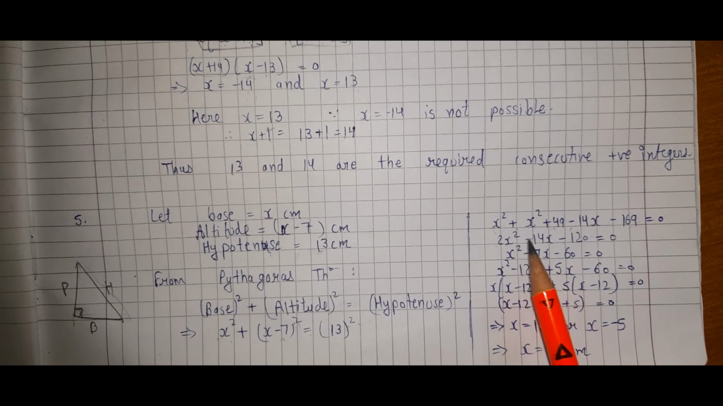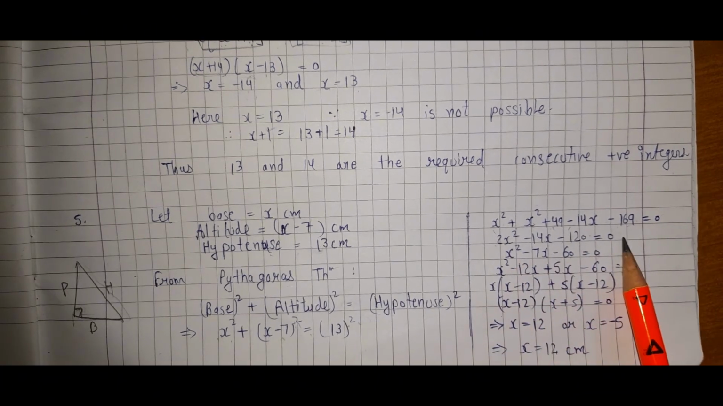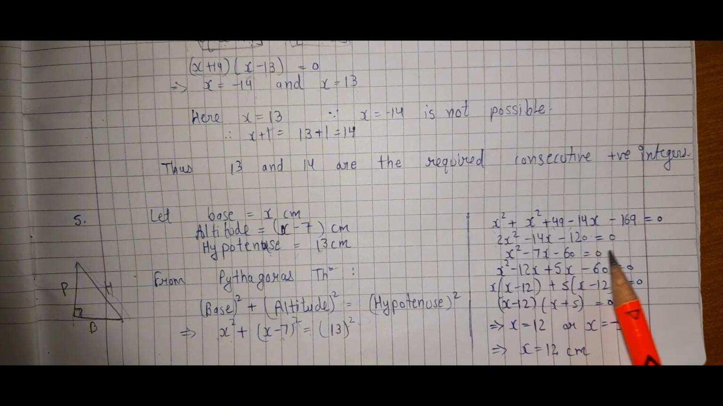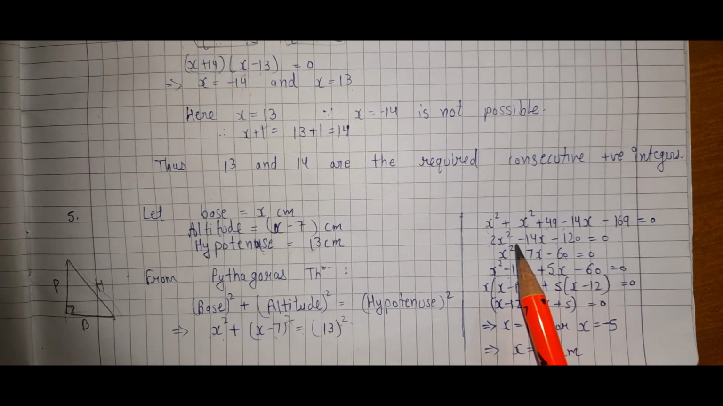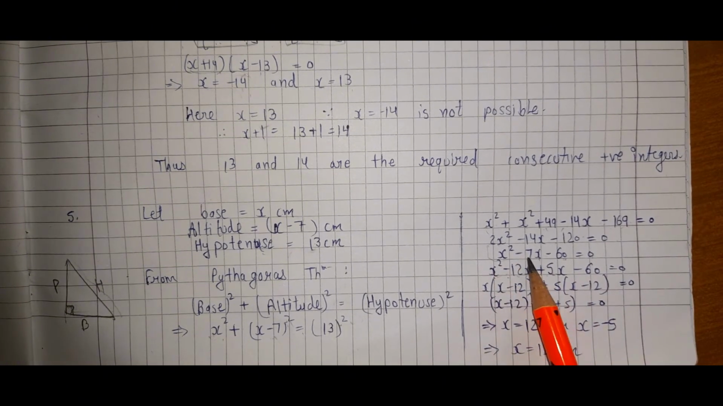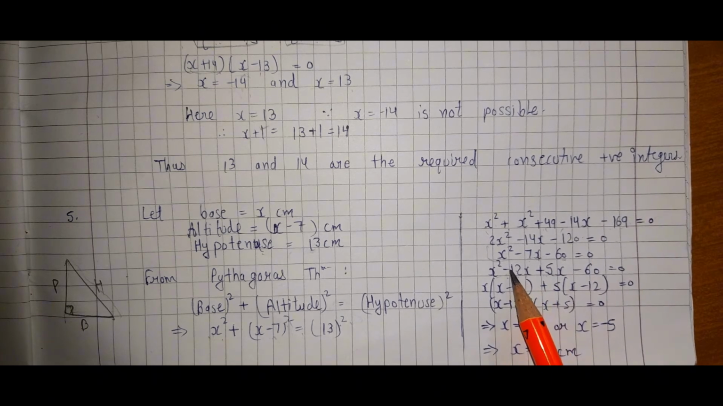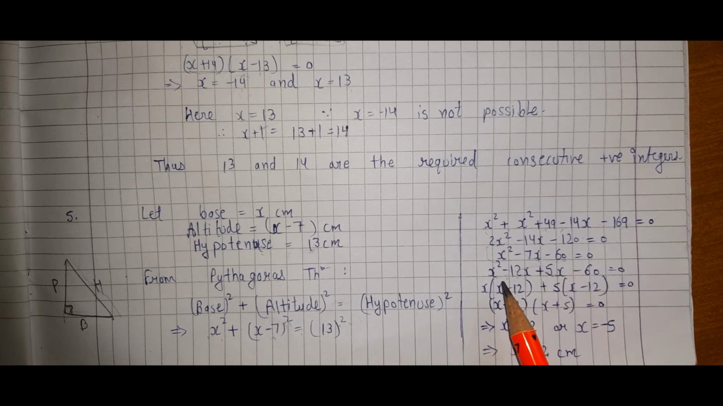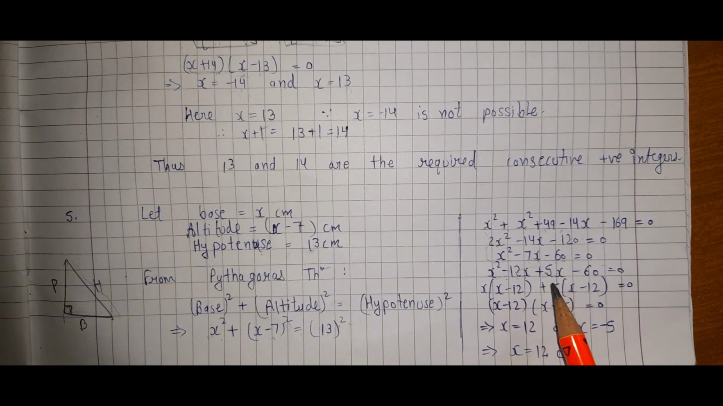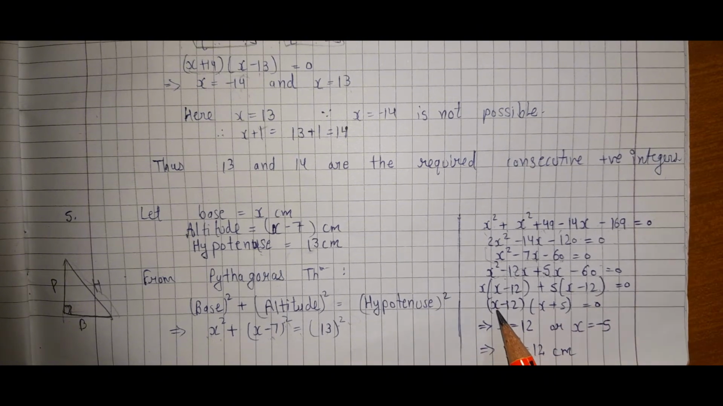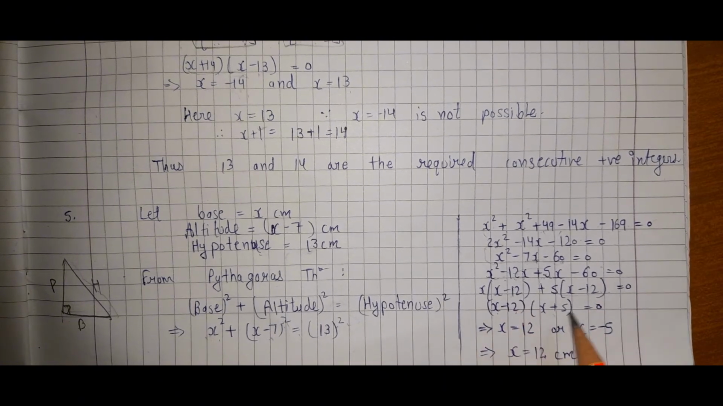Now here 2 is common, so dividing both sides by 2 we will get x squared minus 7x minus 60 equals 0. Now to find the value of x, split minus 7 into the two factors minus 12 and plus 5, such that their addition is minus 7 and their multiplication is minus 60. Then take common from the first two and the last two terms. We will have x into (x minus 12) plus 5 into (x minus 12). Again here x minus 12 is common. So taking x minus 12, x plus 5 remains as it is.